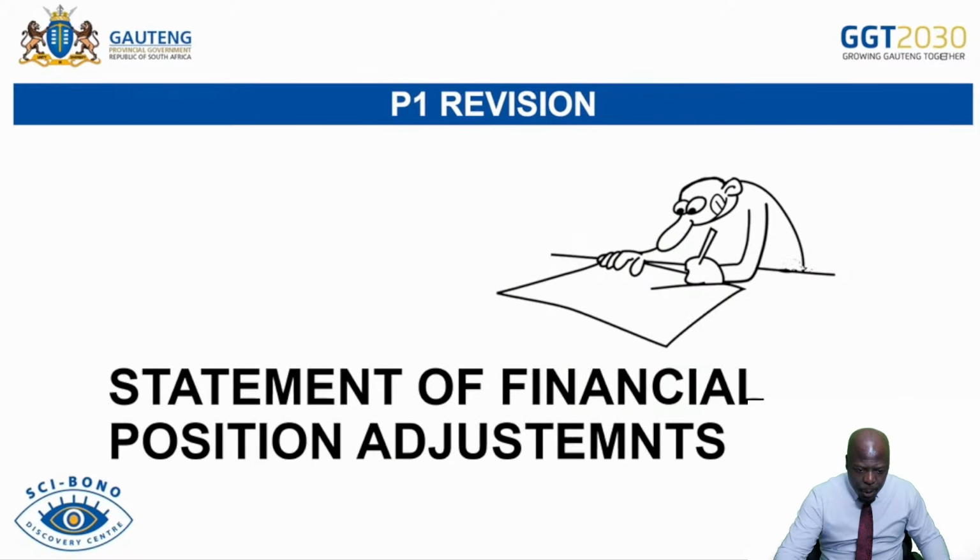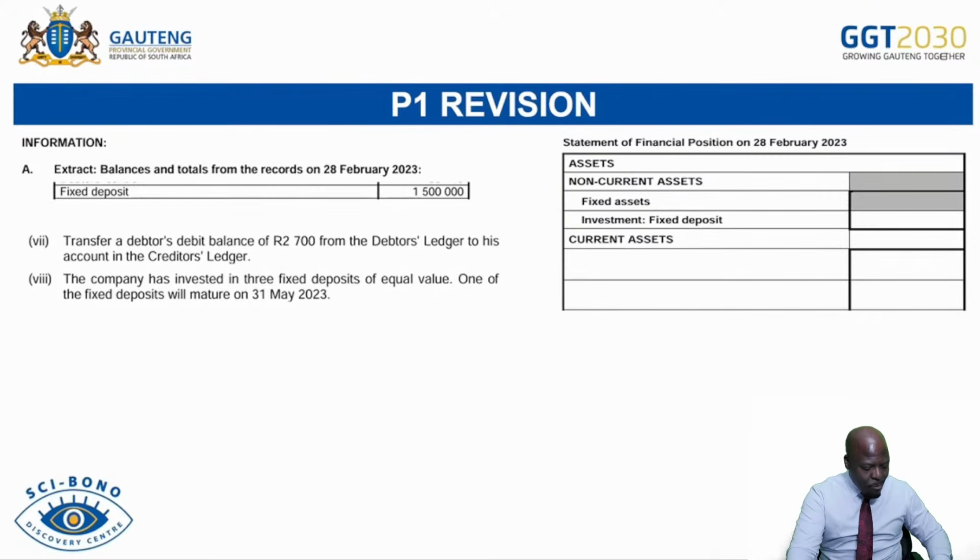Okay, cool. So the next one, I'm going to do certain adjustments that pertain to the statement of financial position only. Certain adjustments that will not affect the statement of comprehensive income or the correct net profit calculation for that matter. Okay. So the first one that we're going to have here is transfer a debtor's debit balance. You have seen one like this, isn't it?